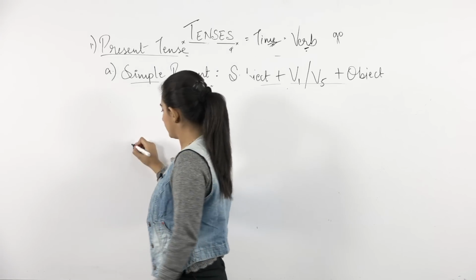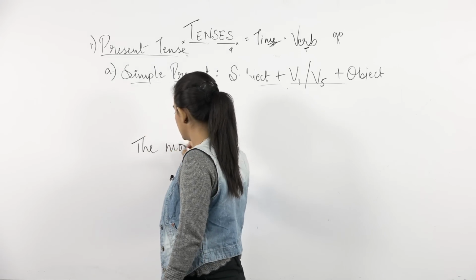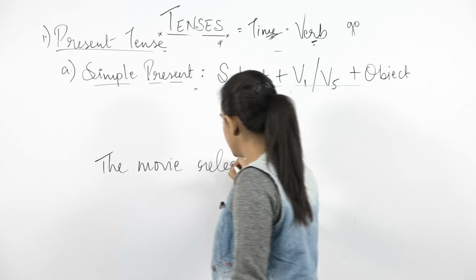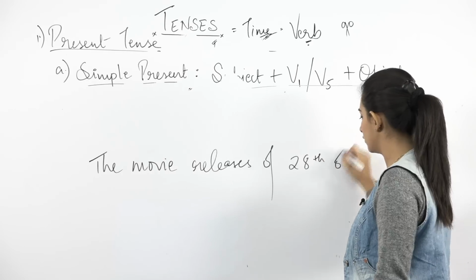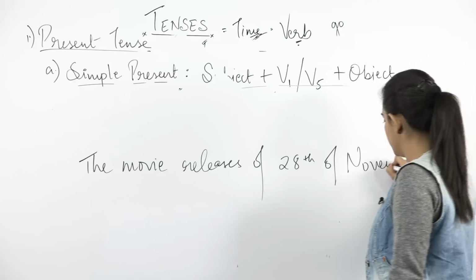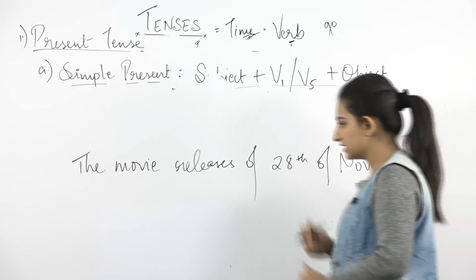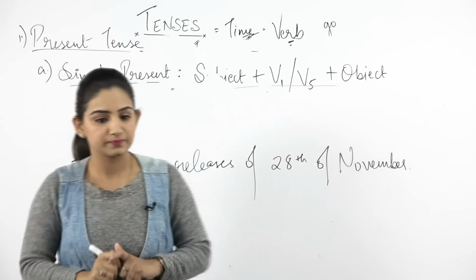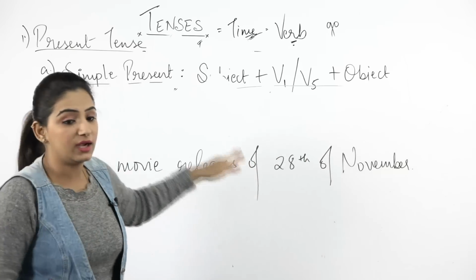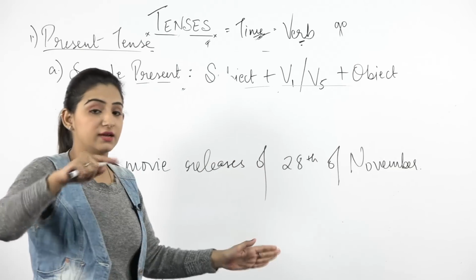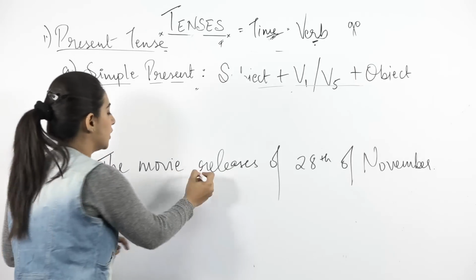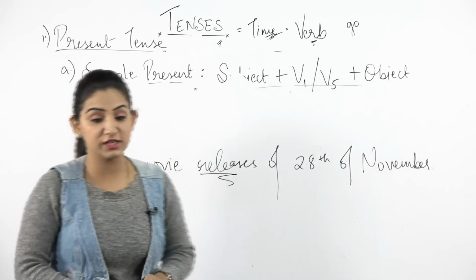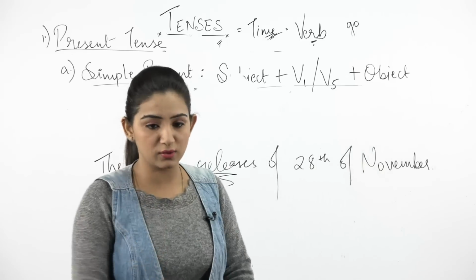Now if I write one sentence, the movie releases on 28th of November. Tell me this sentence is correct or incorrect, quickly. ये अभी हुआ नहीं है, ये काम हुआ नहीं है, 28 नवंबर को होगा, फ्यूचर की बात कर रहा है, but still we have used verb's fifth form here. तो ये सेंटेंस करेक्ट है या नहीं है, क्विकली.